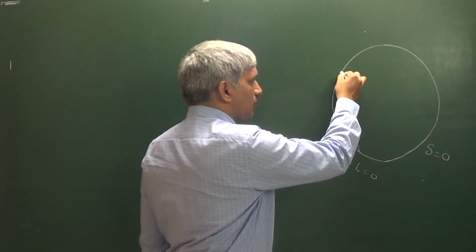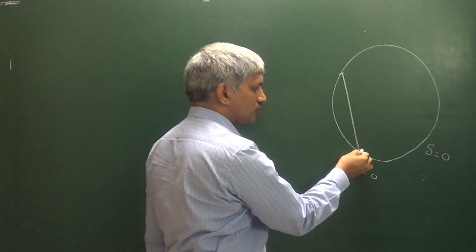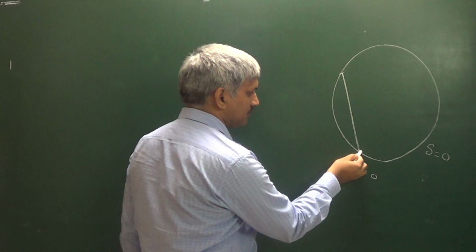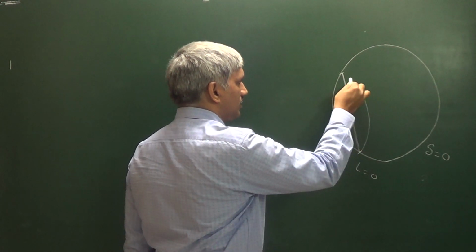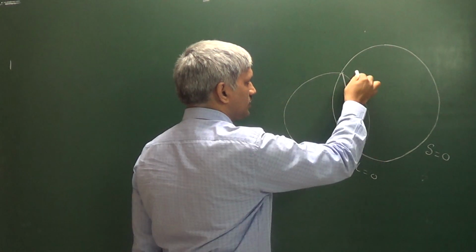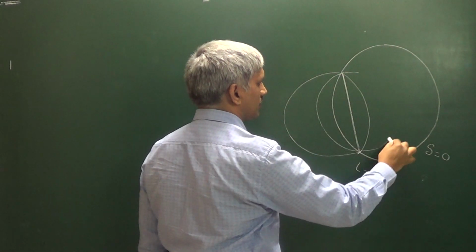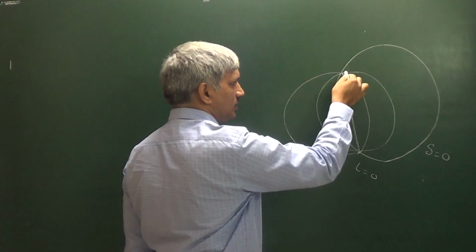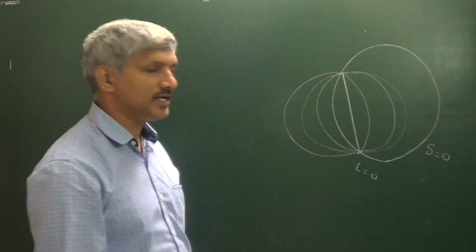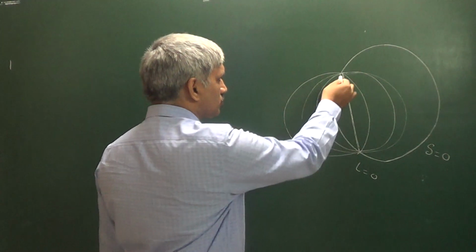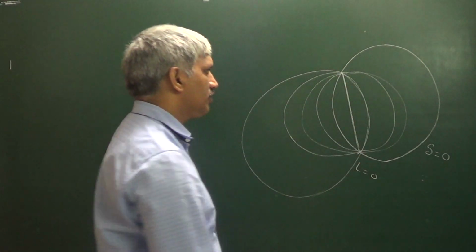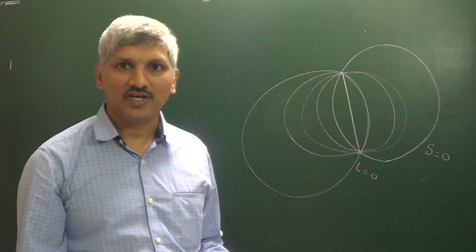Passing through these two points, we have an infinite number of circles. Observe here, this is one circle passing through the intersection of a line and a circle. This is the other circle, and this is one more circle passing through the intersection of a line and a circle. So passing through the intersection of a line and a circle, we have infinitely many circles.